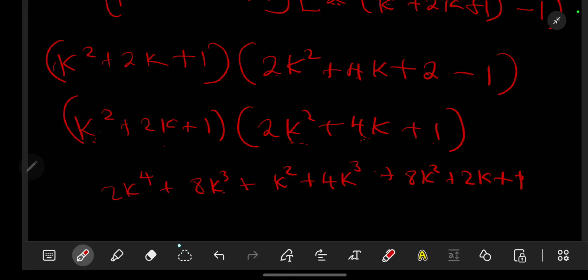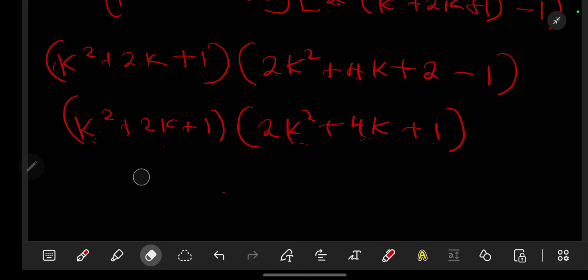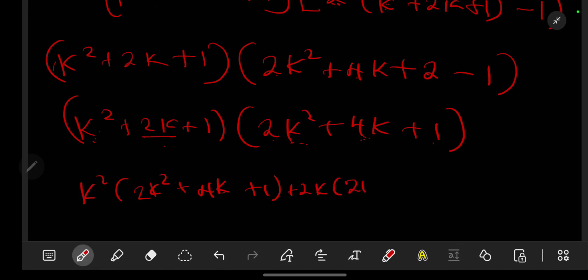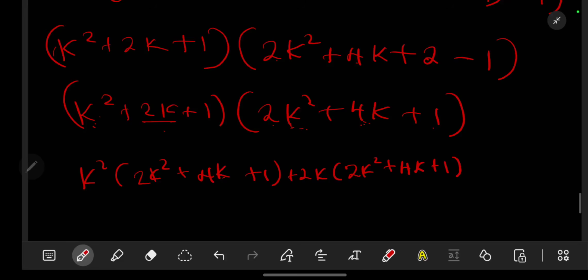Okay, so let's multiply properly. So the first thing that we are doing, okay, let's do this. We have our k squared multiplies everything here, so we are going to have 2k squared plus 4k plus 1. Then this number now multiplies everything that is here, so we are going to have plus 2k, open brackets, 2k squared plus our 4k plus our 1. Then we have plus our final value is 1, open brackets, we have our 2k squared plus our 4k, then we have plus our 1.